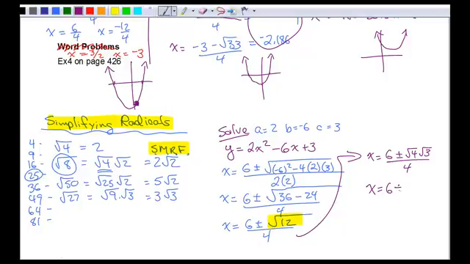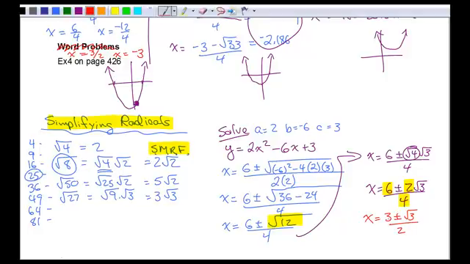So x is equal to 6 plus or minus the square root of 4, which is 2. So we get 2 root 3. Always take the square root of the perfect square, not of the 3. And that divides by 4. Now, you'll notice that this and this and this, all of those are divisible by 2. So I can actually clean this up a little bit more and get x is equal to 3 plus or minus 2 divided by 2 is 1. So I'll just go 1 root 3. And 4 divided by 2 is 2.